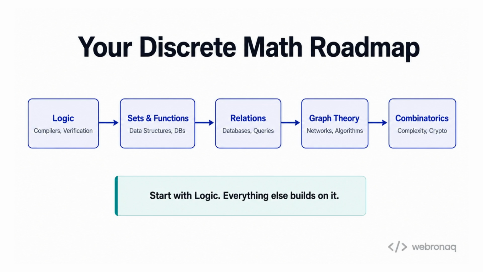If you are just starting out, begin with logic. Every other branch builds on it. Once you are comfortable with truth tables and proofs, sets and functions will feel natural. From there, graphs and combinatorics open up quickly.